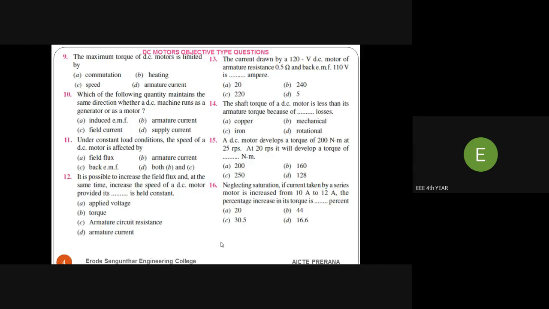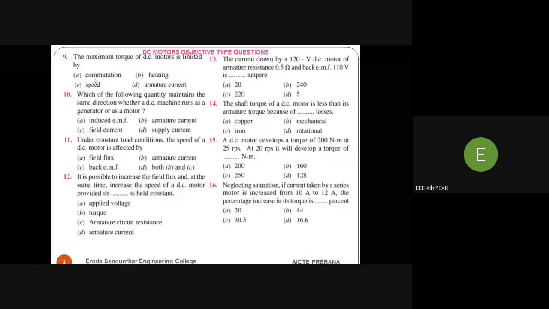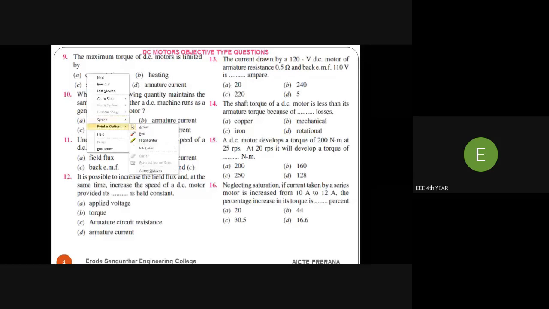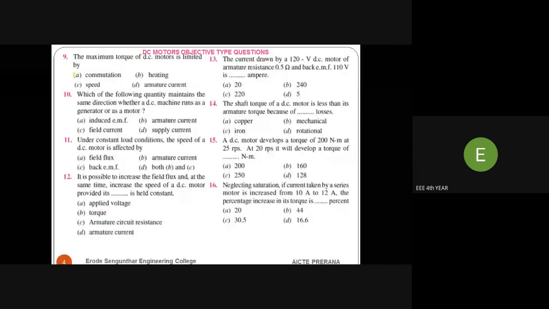So question number 9. The maximum torque of a DC motor is limited by commutation, heating, speed, and armature current. The maximum torque of a DC motor is limited by commutation. So commutation is the correct answer. Option A, commutation, is the correct answer.